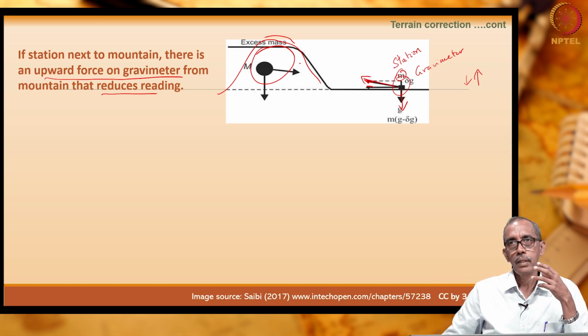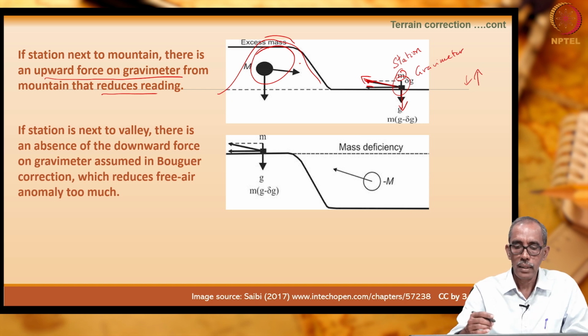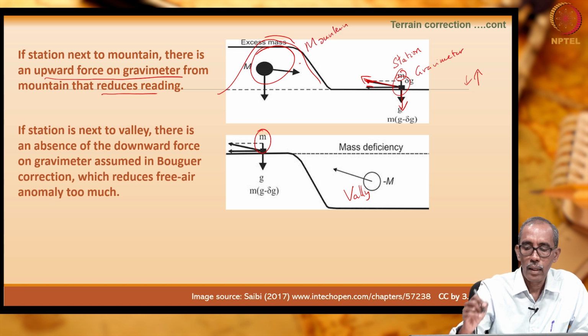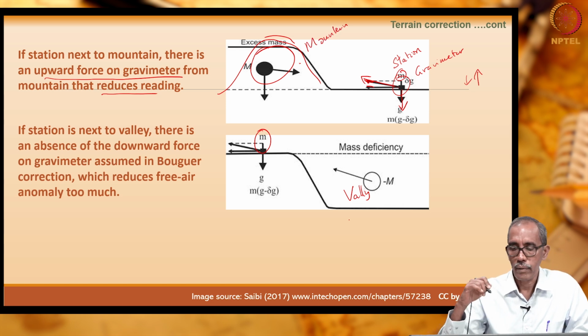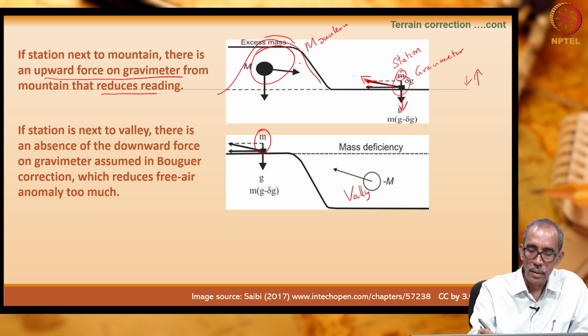So, what will happen if the gravity station is adjacent to a valley? Now, imagine this is our gravity station. Adjacent to that there is a valley. Previously, we had a mountain. Now we have a valley. So, in a valley, what happens?